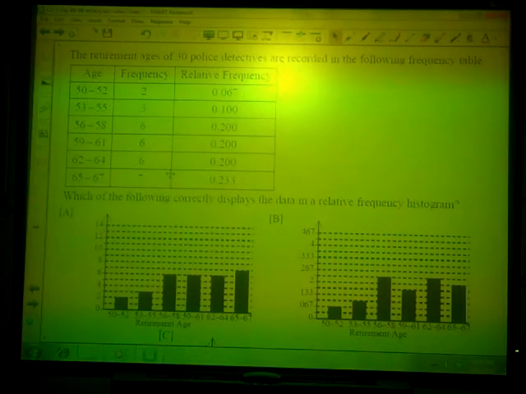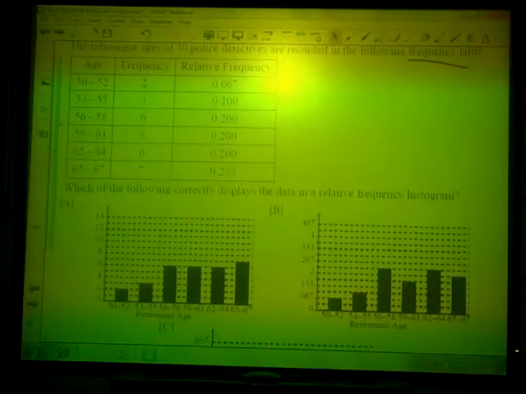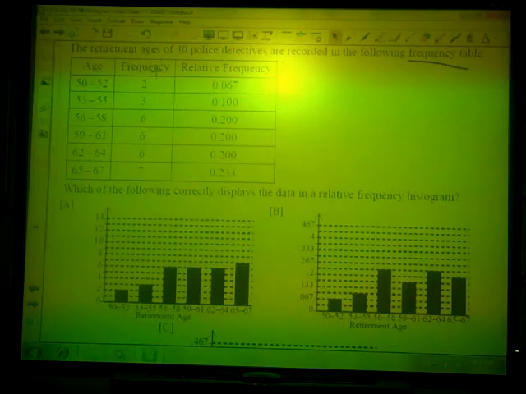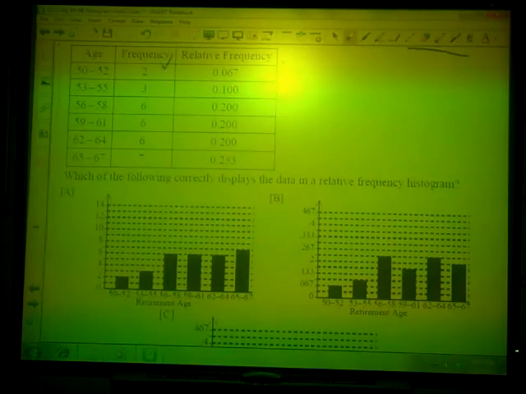Our other example is we have now been given a frequency table. It says the retirement ages of 30 police detectives are recorded in the following frequency table. So now they've made a table and given you the data for that and put it into already bar graphs, or in this case histograms. So what you want to do is make sure that, first, we do some comparisons here. We know the age is 50 to 52, and that's common throughout all three graphs. The other one that we want to look at is our frequency.